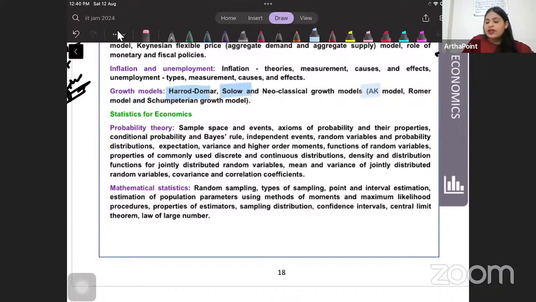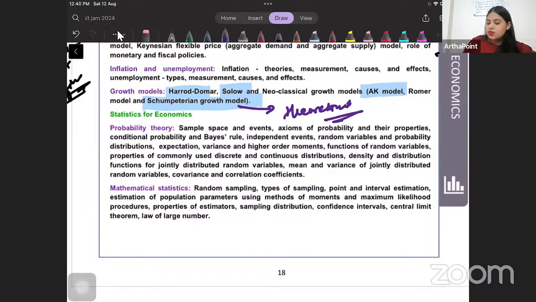Harrod-Domar, Solow and AK. Again, when you will do mock paper, you will realize कि मैंने तीनों पे ही numericals को include किया है. Schumpeter पे सिर्फ innovation से related पूछते हैं. So this will just be a theoretical question if it comes. And same goes for Romer. ठीक है? Okay, beta. Now let's come to the third one, which is your statistics.